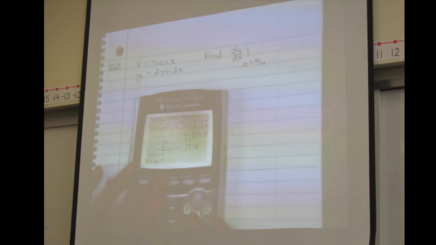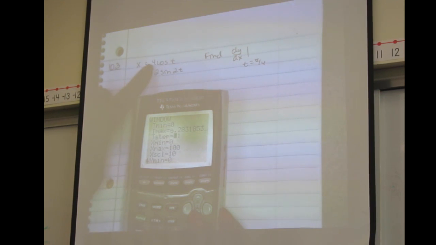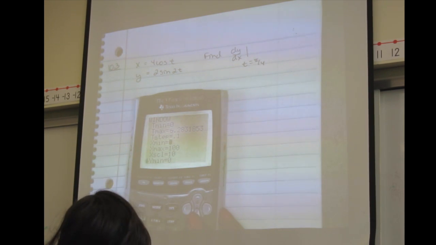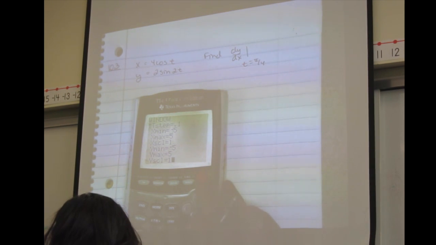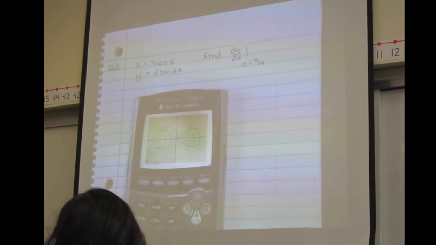Okay, and we're on 0 to pi over 4, so let's look at 0 to 2 pi. We know cosine is 4, sine is 2, so we don't need this huge of a window. So x we need negative 5 to 5, and y is negative 5 to 5. Just go down to X3 and turn it off.